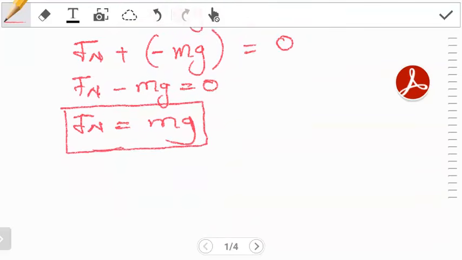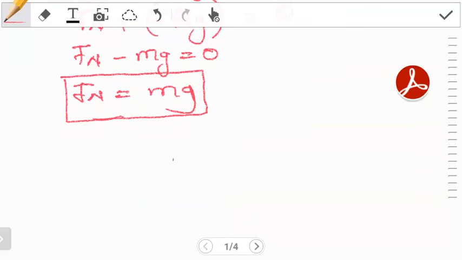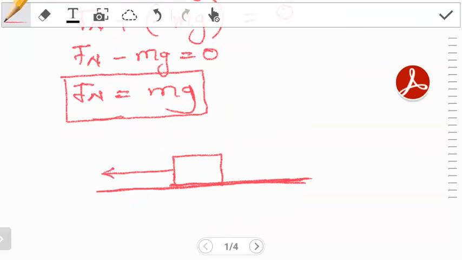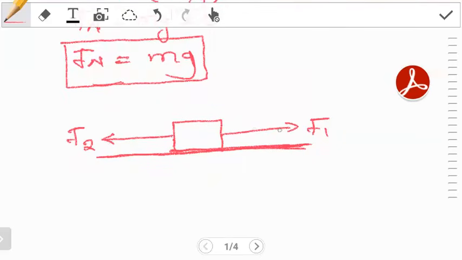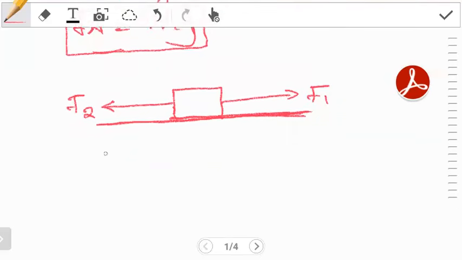Now, this is one scenario. Let's take another example. Let's say the same object, and then it is on a horizontal surface. And then you have one force that is pulling this side and another force that is pulling this side. So if this is F1 and this is F2, if we claim that this object is in equilibrium, we mean when you add the two forces, they should add up to 0. So you have F1 plus F2. These should add up to 0.